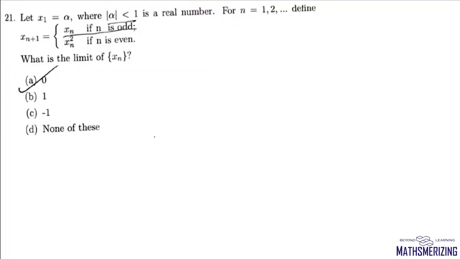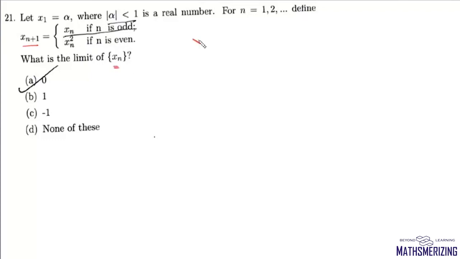Now question number 21 is: let x1 equal alpha, where mod alpha is less than 1 and it is a real number, and we have defined xn plus 1 as xn if n is odd and xn square if n is even. Now we need to find the limit of the sequence xn.